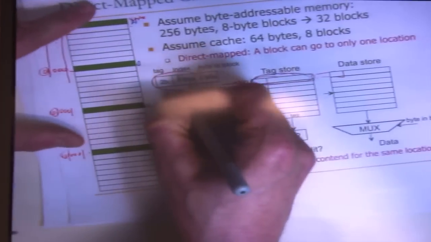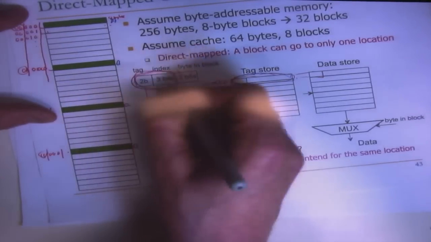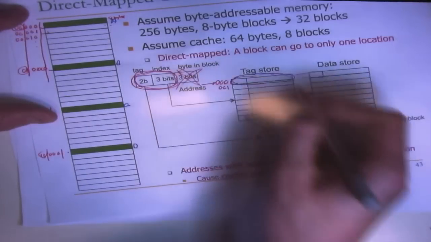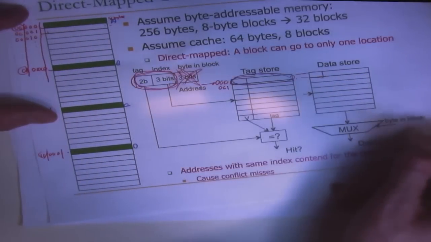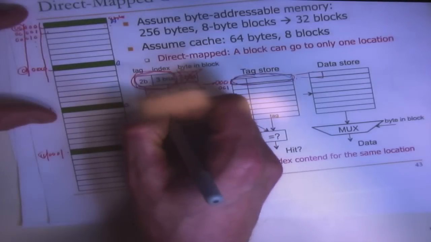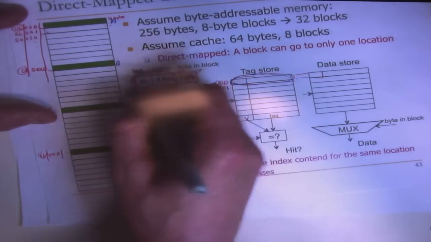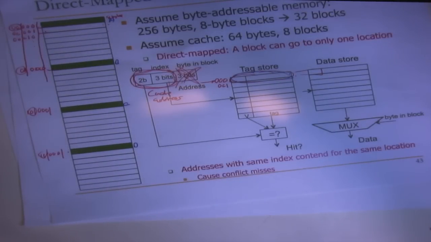The cache address of a block is really this part, right? Because this part doesn't really matter for doing a cache access, at least other than selecting the byte in block. This is really the cache address of the block. And you're doing a full comparison of the cache address of the block with the addresses that are stored in the tag store. OK, so hopefully this is simple, since you already know caches.